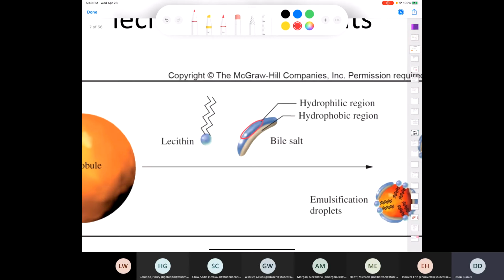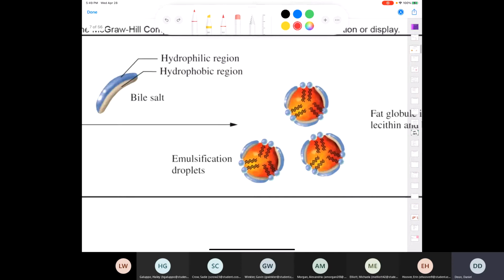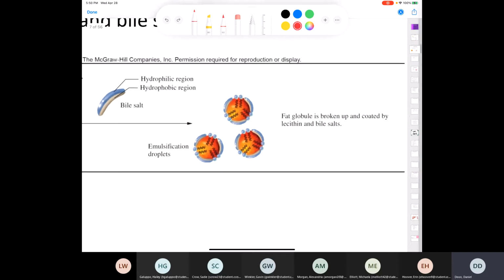You've got a hydrophilic portion and a hydrophobic portion, right? So the hydrophobic portion is going to be the one that comes into contact with the lipid, and then you have the hydrophilic portion on the outside that's going to interact with the aqueous environment. So there you go. Now we've broken up our fat globule into these little tiny droplets.